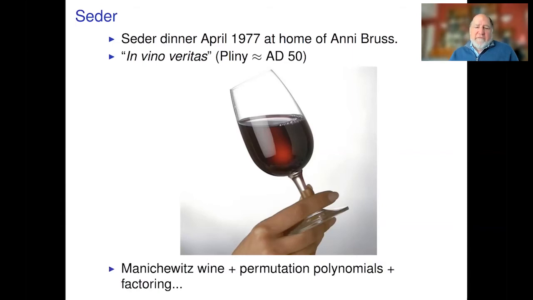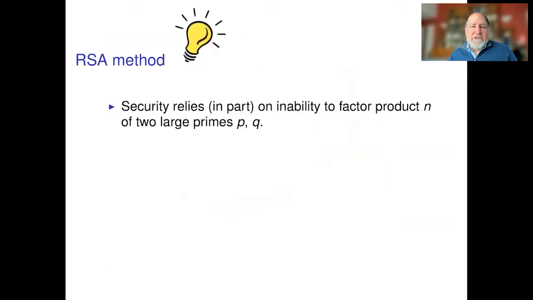Afterwards, I was settling down, reviewing some of the ideas we'd gone over, and having had some Manischewitz wine, thinking about permutation polynomials and factoring and so on too. And actually the ideas gelled in a particular way in my head at the time, that it was based on all the work we've been doing together. So we came up with a proposal for RSA.